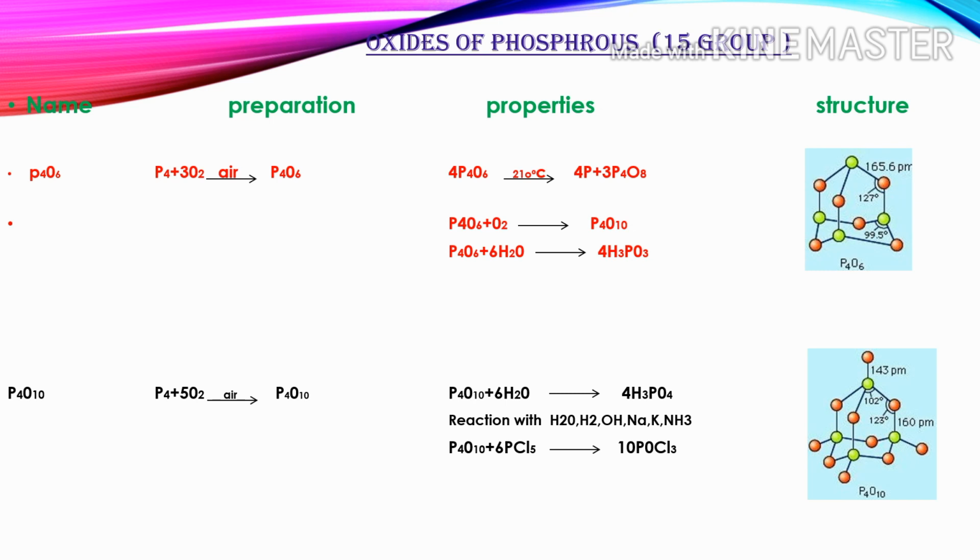Next, the reactivity of phosphorus pentoxide is high because it reacts with water, metals, alcohol, sodium, potassium, ammonia, and it is also an oxidizing agent. It also reacts with hydrogen fluoride, peroxides, and strong bases. When phosphorus pentoxide is reacted with phosphorus pentachloride, it gives phosphoryl chloride. See the structure of phosphorus pentoxide.